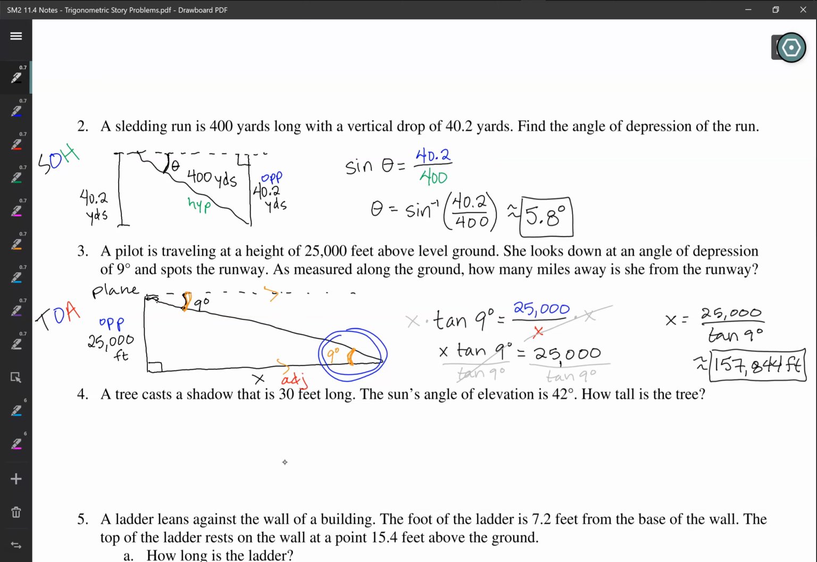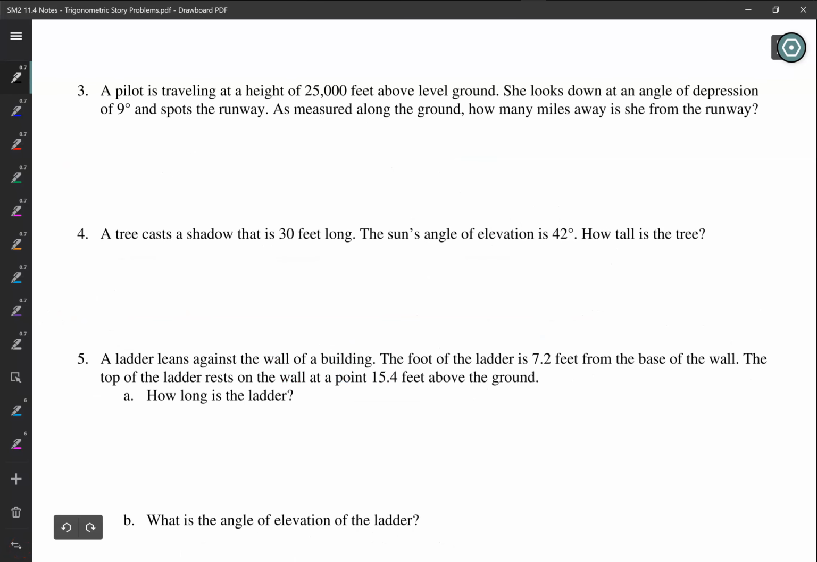Now this problem looks a little strange, but it's not as strange as it seems. So you've got a tree, and the tree's shadow is 30 feet long. Now the sun's angle of elevation, so just think about this for a minute. The sun is going to be up here.